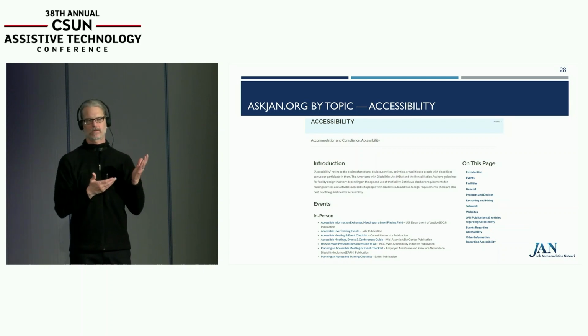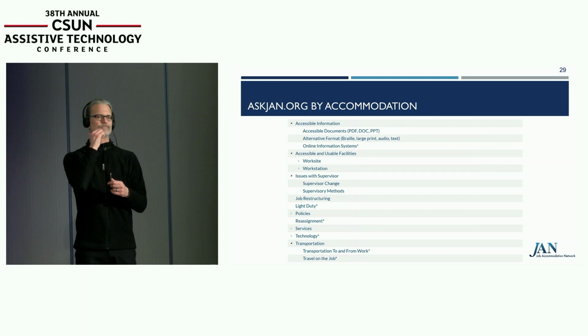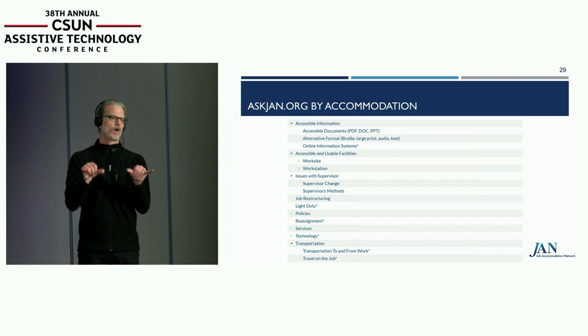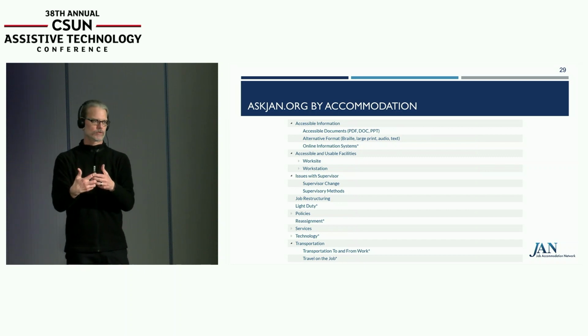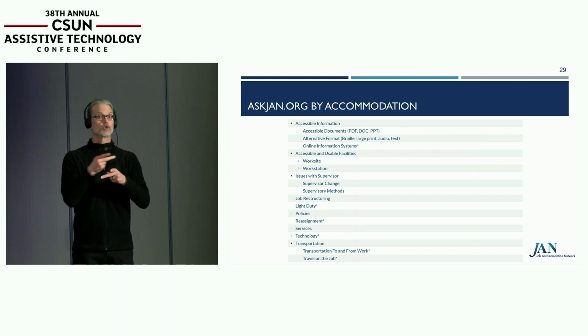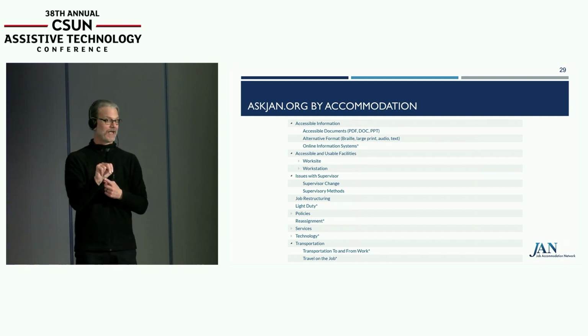And then lastly, the last tab on the A to Z listing is by accommodation. These are just common accommodations under the ADA. They're not an exhaustive list. Again, they're just the most common ones we see as JAN callers are requesting. So you can get more detailed information on accessible information and facilities, supervisory methods, perhaps as an accommodation, a modified schedule, or a policy modification. So if you're unfamiliar with JAN, I would start with the A to Z listings.